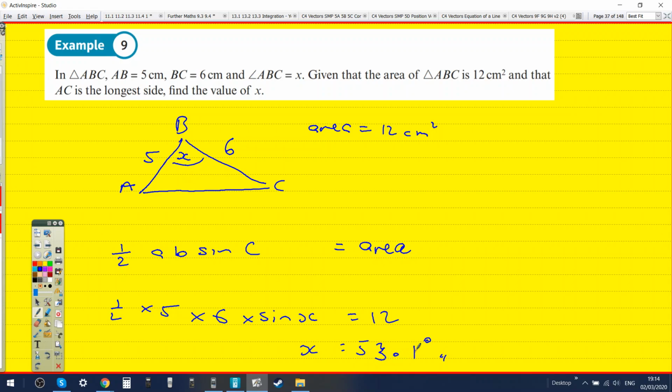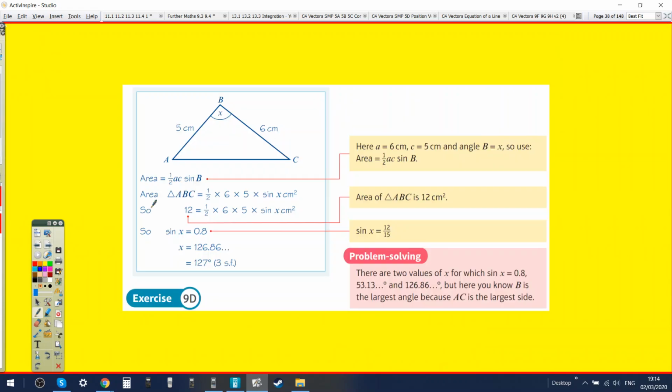So what is 180 minus 53.1? 127 point... Oh no, 126.9. And so that's roughly 127. I'm just trying to see, how could we know that?